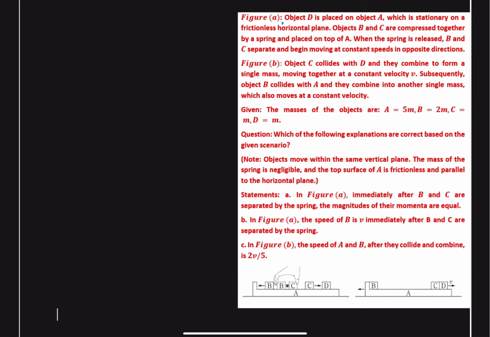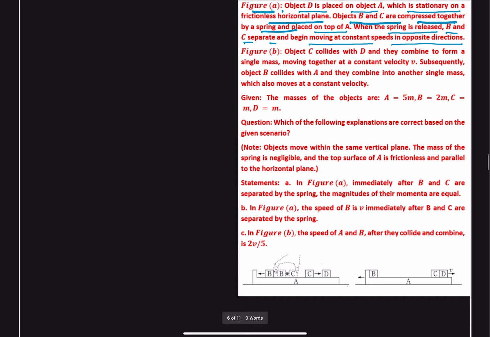Hello friends, today's question. In figure A, object D is placed on object A, which is stationary on the frictionless horizontal plane. Object B and C are compressed together by a spring and placed on top of A. When the spring is released, B and C separate and begin moving at constant speed in opposite directions.